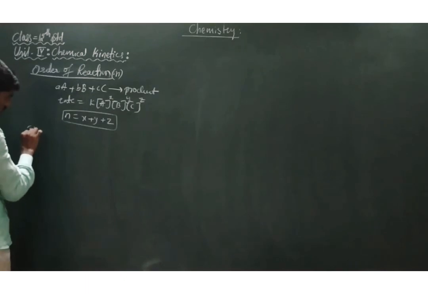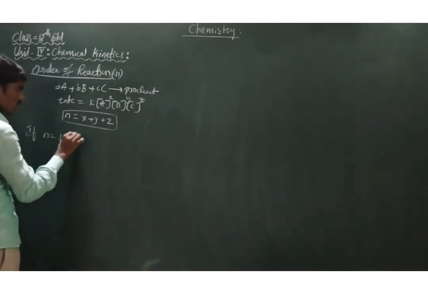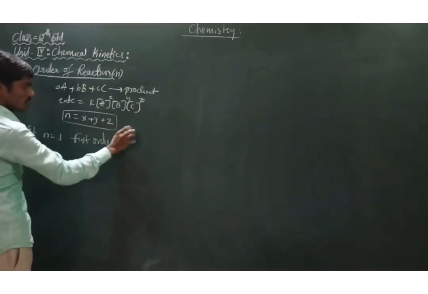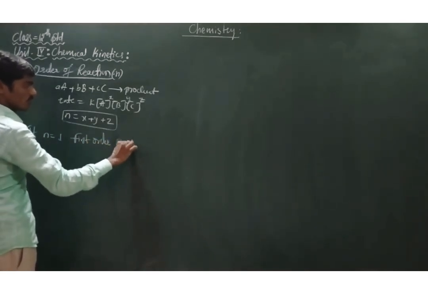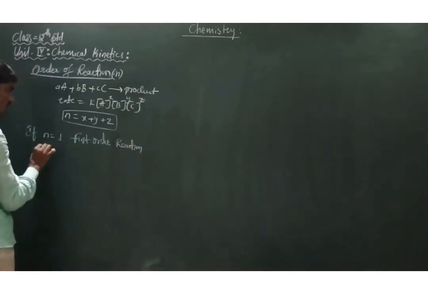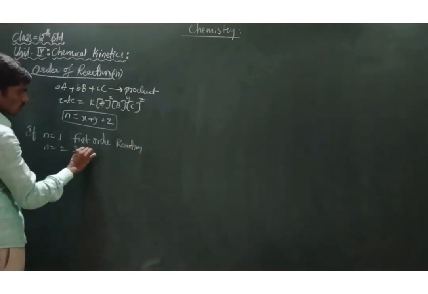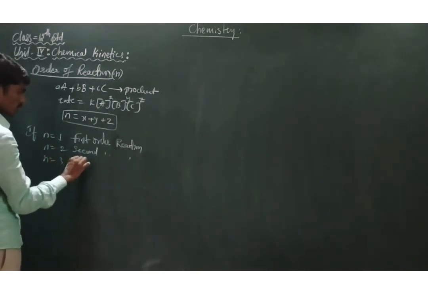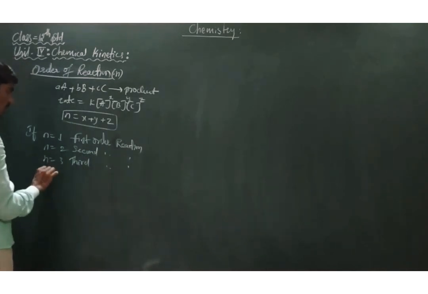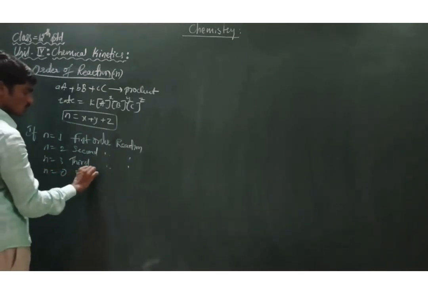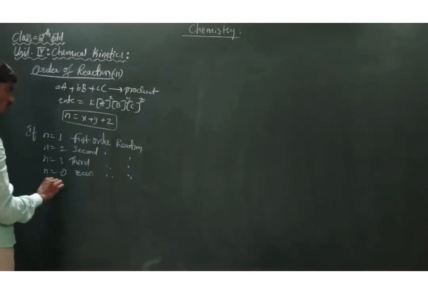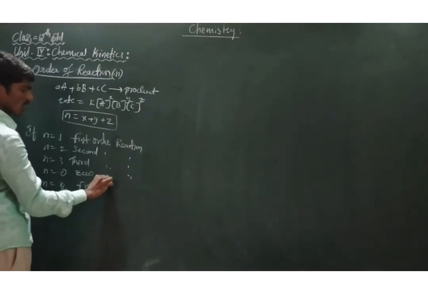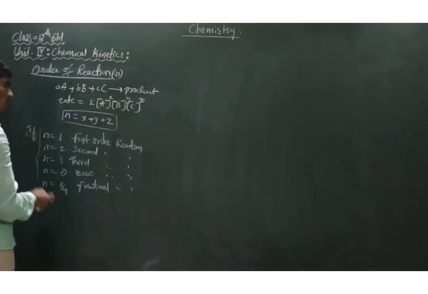If this n value is equal to 1, it is called first order reaction. If n is equal to 2, second order reaction. If n is equal to 3, then it is third order reaction. If n is equal to 0, zero order reaction. If n is equal to some fraction रहा तो उसको हम क्या बोलते हैं? Fractional order reaction.